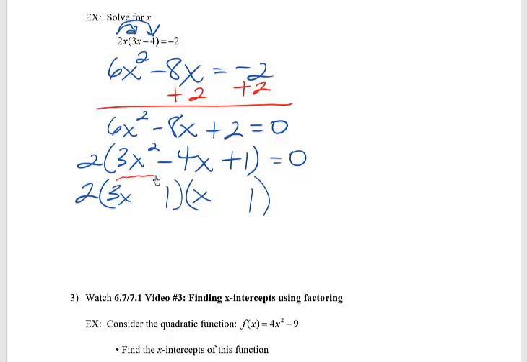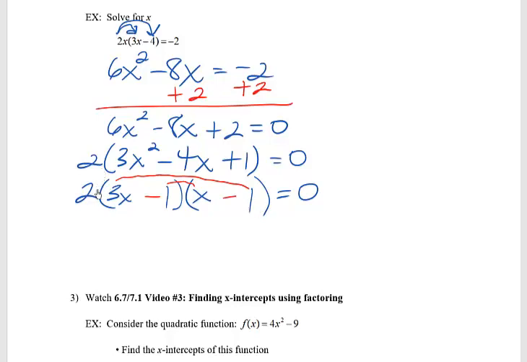I just have to figure out, can I make a -4 in the middle here? Let's see, the outer would make a 3x, the inner would make a 1x. I should be able to make a -4 using a 3 and a 1. I would just need them both to be negative. So -3x and -1x makes -4x. So we've got it. We figured out the factoring. Now that I have fully factored the left side, I can go ahead and use that zero product principle.